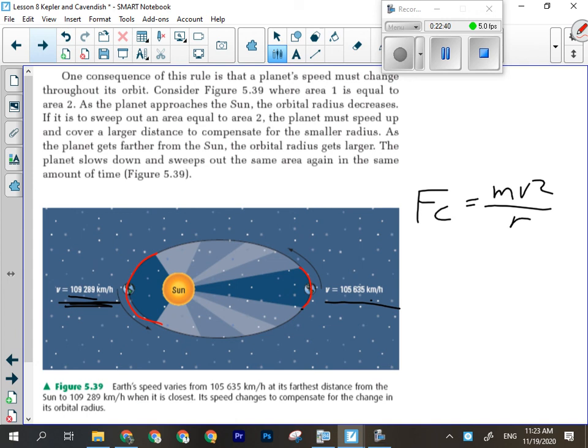So this would be like our winter and summer. We're closer to the sun in the winter, so we get through more of our orbit faster. And then over here in summer, we stay there longer because we're going a little bit slower. And it's a significant difference. It's 4,000 kilometers an hour difference between perigee, that's here, and apogee over here.